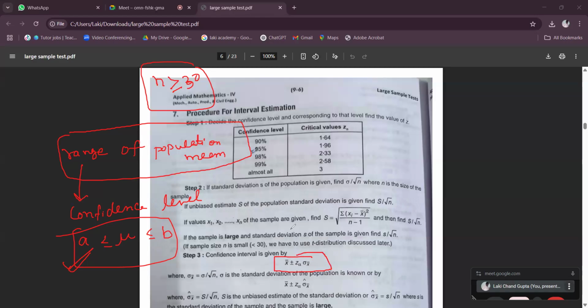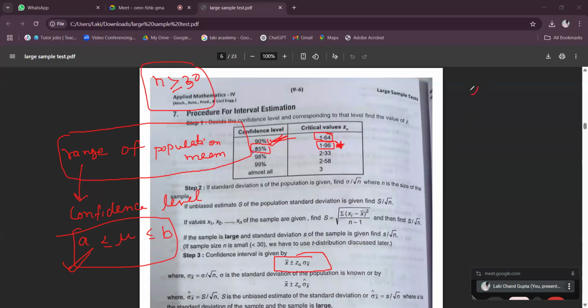Okay. First, remember, if your confidence level is 90%, very important, you can note this down: the value of Z alpha is 1.64. If confidence level is 95%, then the value of Z alpha is 1.96. This is very important.